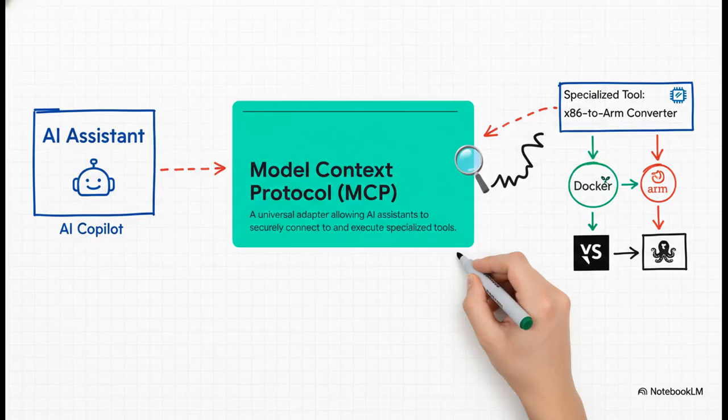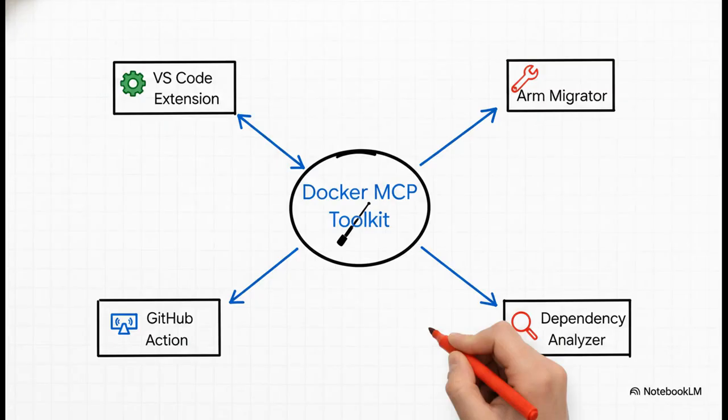The heart of this automation engine is the Model Context Protocol, or MCP. The absolute best way to think about it is like a universal adapter for your AI assistant. It basically gives a tool like GitHub Copilot superpowers, letting it securely connect to, and here's the key part, run other specialized containerized tools. So back to our whiteboard diagram. The Docker MCP Toolkit sits right in the middle.